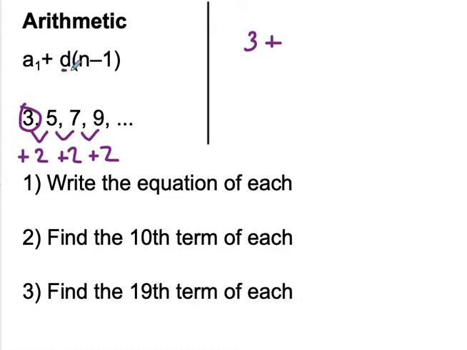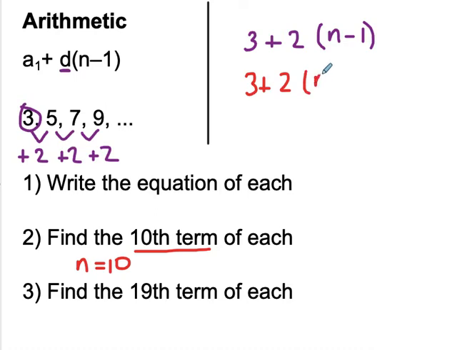Okay, my common difference is the number that I'm adding each time. So in this case, that is 2. And then I don't know what term I'm looking for yet, so we'll say that it's just going to be n minus 1. So this is what we call the formula of an arithmetic sequence. If I want to find a specific term, let's say I'm trying to find the 10th term, that means that my value for n is now 10. So I'm going to go up here and plug in 10 for n.